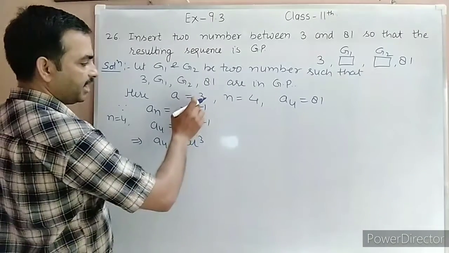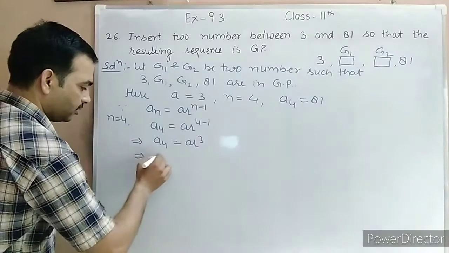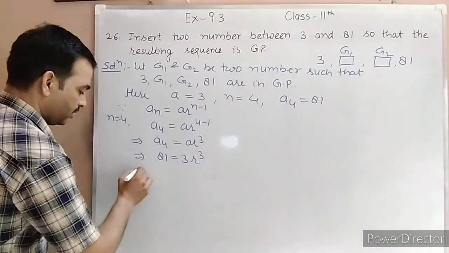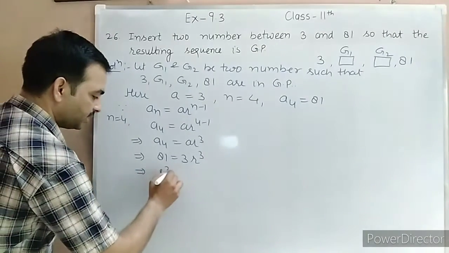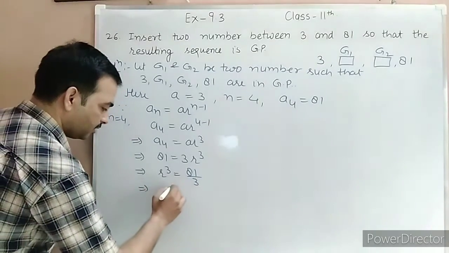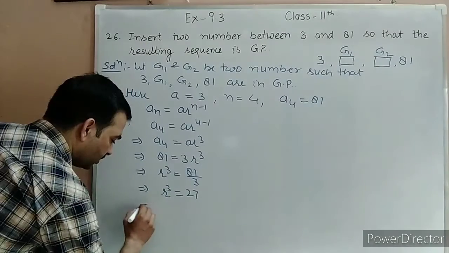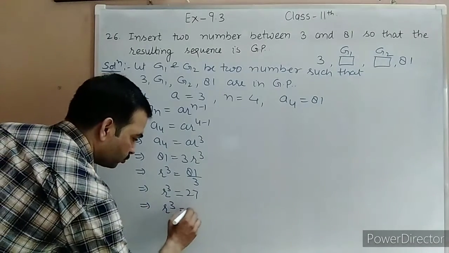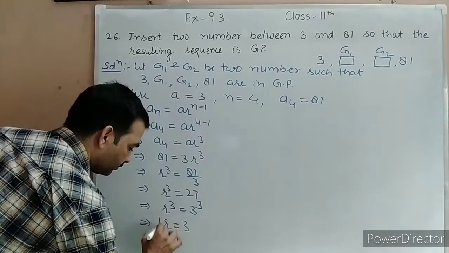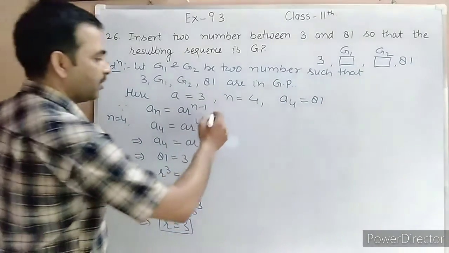Now here we can see that A is equal to 3 and A4 is equal to 81. I can put here 81 = 3 into R cube. Therefore R cube = 81 divided by 3, and R cube = 27. This implies R cube = 3 power 3, or we get R = 3. R = 3 means the common ratio is 3.